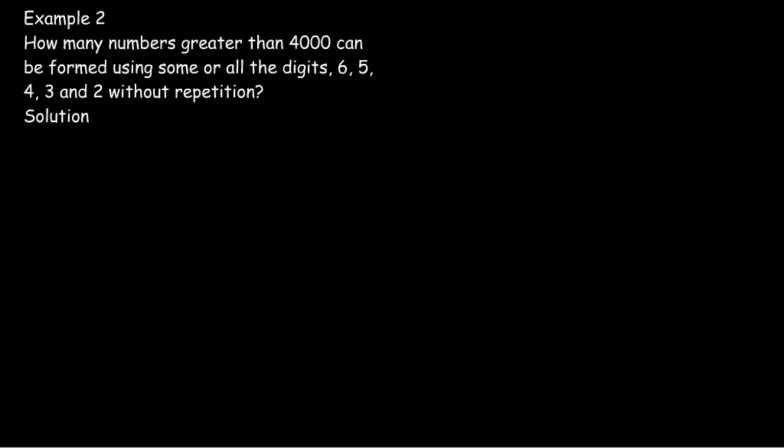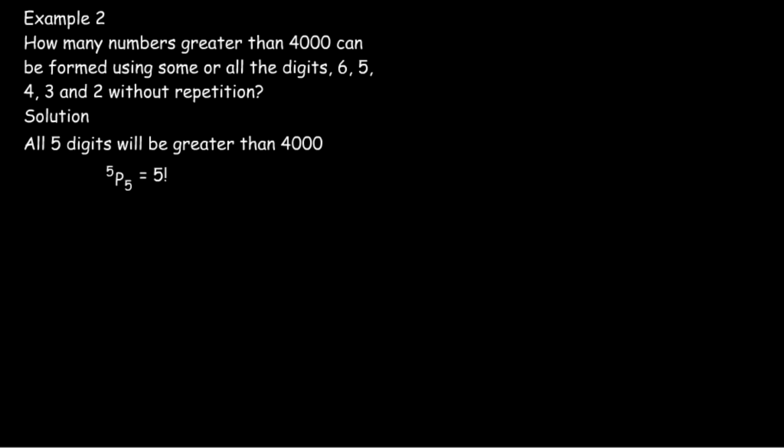Our final example states: how many numbers greater than 4,000 can be formed using some or all the digits 6, 5, 4, 3, and 2 without repetition. Now we have 5 digits and 4,000 is actually 4 digits. Now in any way we are going to be arranging this, as long as we are using the entire 5 digits, it is going to be greater than 4,000. So in the first part of our question, any arrangement that is 5 digits will be greater than 4,000, and that will be 5 permutation 5, which will be equals to 5 factorial.